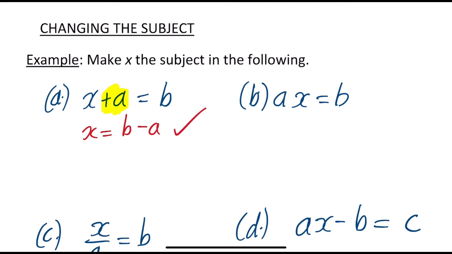In the second one, part B, we have ax equals b. So what's happening to the x is it's being multiplied by a. The opposite of multiplying by a is dividing by a. So you could write x equals b divided by a. So when the a comes across, it divides. But it is much better to write x equals b over a as a fraction. So I really would prefer you writing it x equals b over a.